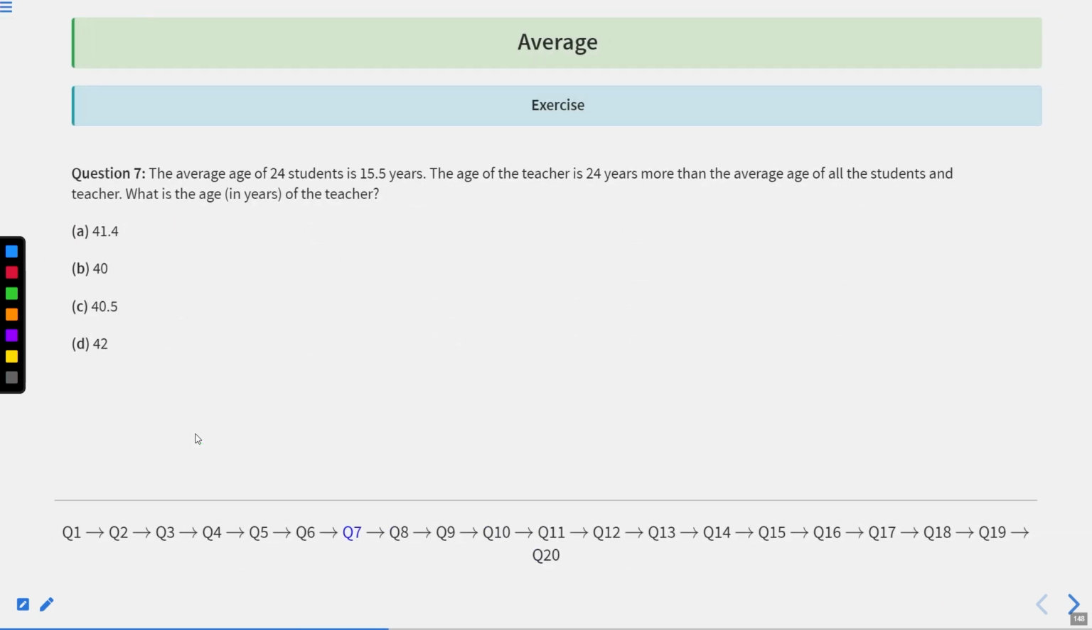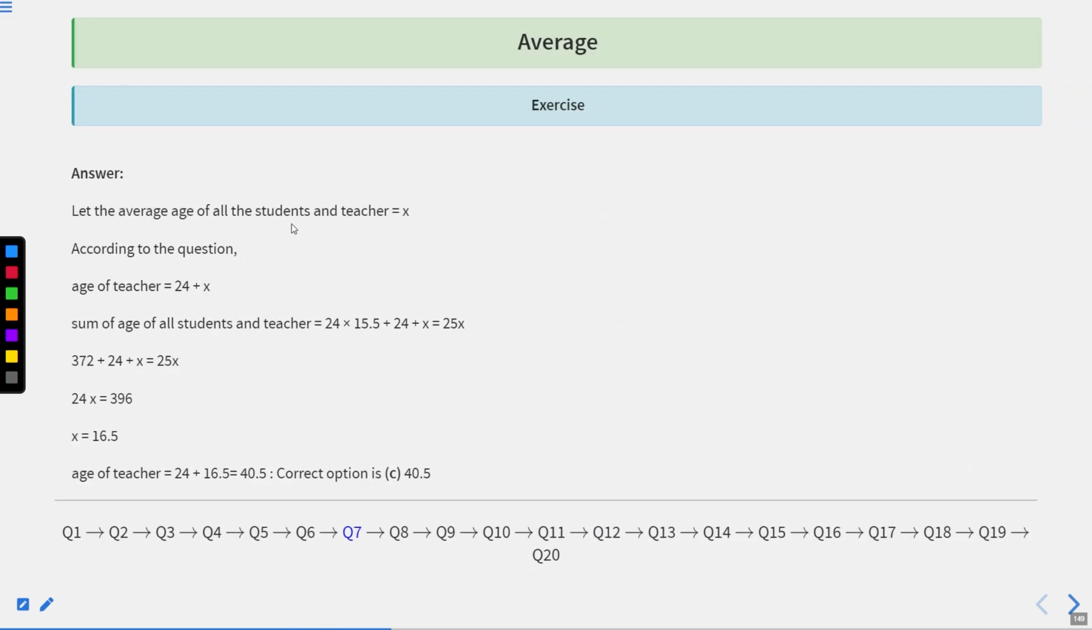So let us move ahead to problem number 7. The average age of 24 students is 15.5 years. The age of the teacher is 24 years more than the average age of all the students and teachers. What is the age of the teacher?